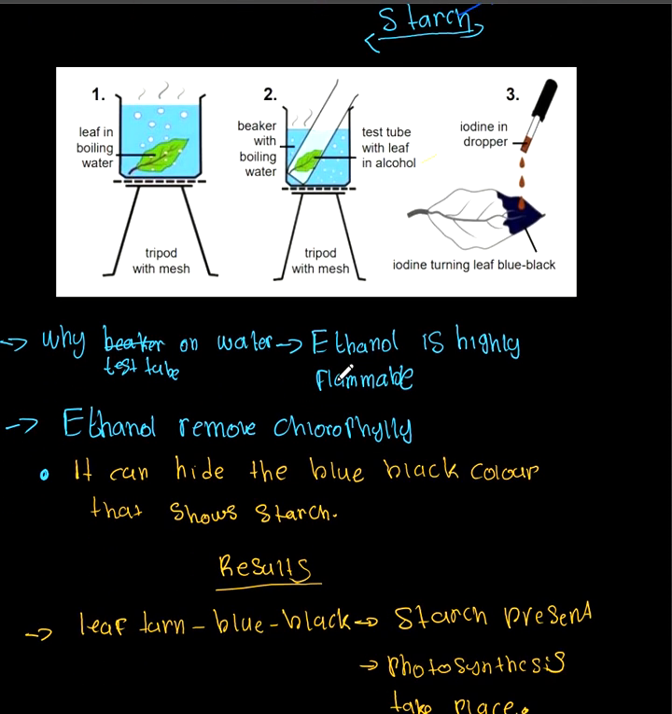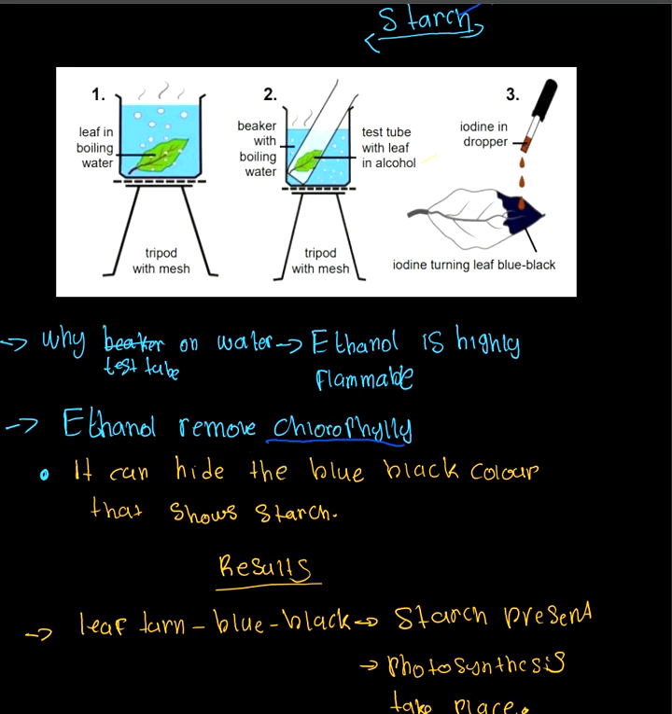So why are we using ethanol? Ethanol is used to remove the chlorophyll. We're using this ethanol to remove the chlorophyll. Remember, chlorophyll is the green pigment that gives the leaf its green color.